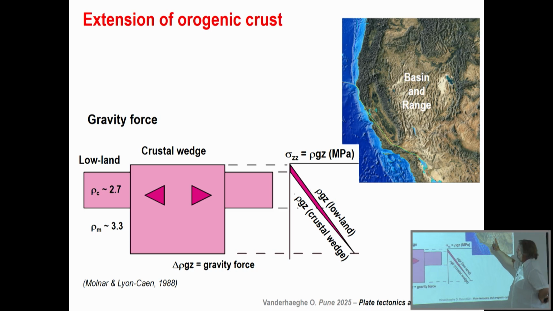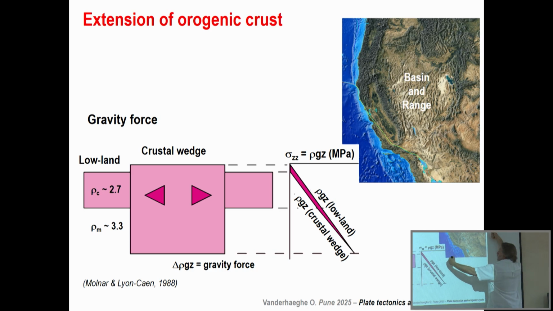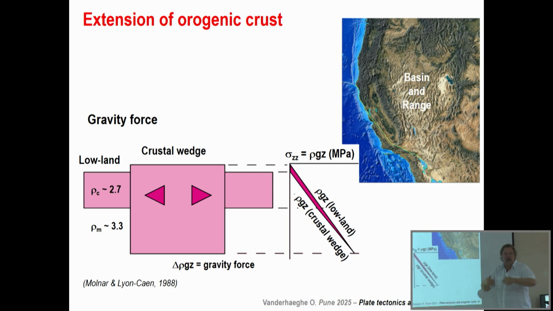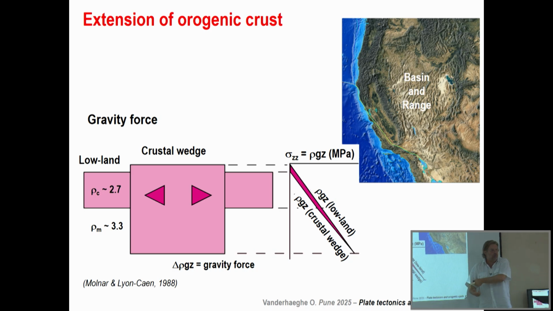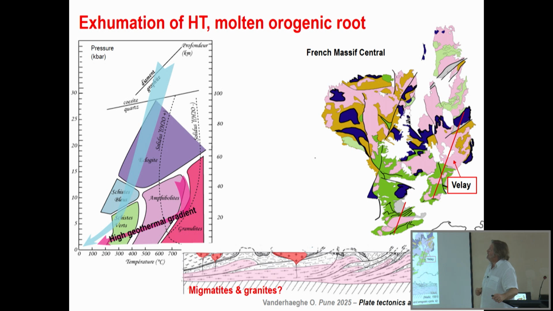And it was proposed that the formation here was related to a change from mountain formation related to plate convergence to destruction related to gravity. Gravity overcomes plate tectonics. We'll come back to that later on. But that was the first time gravity was invoked as a tectonic force. And the last thing is exhumation of high temperature molten orogenic roots.